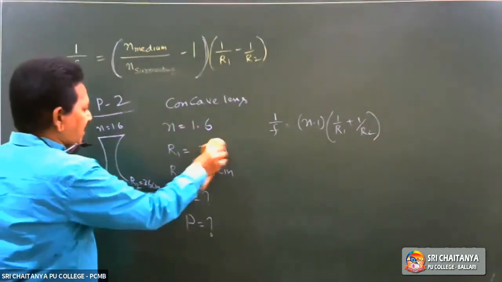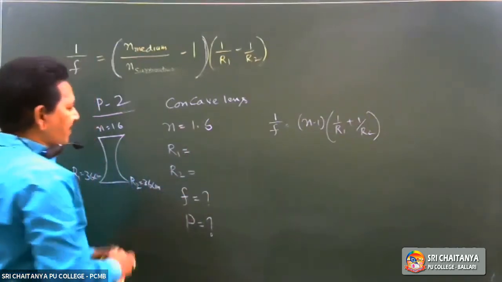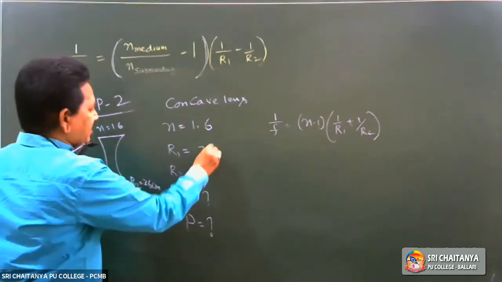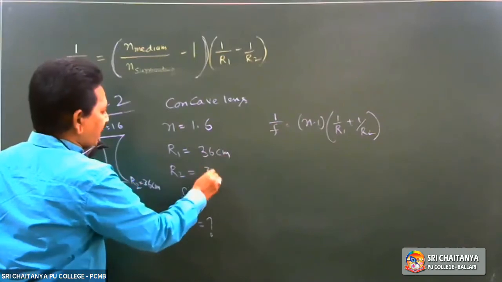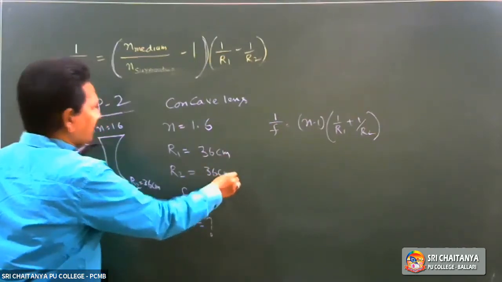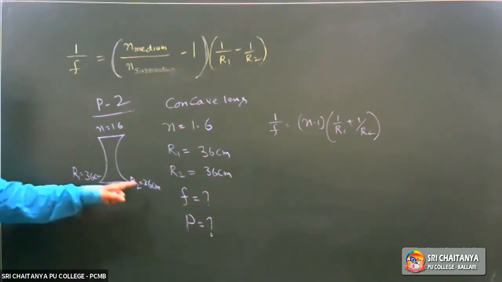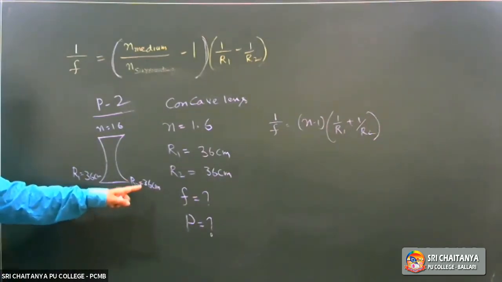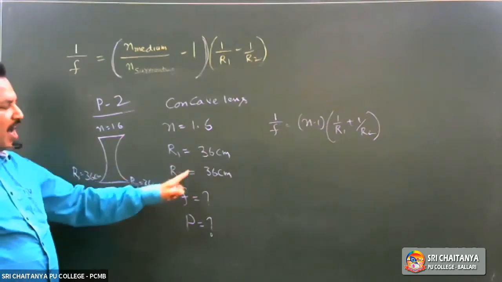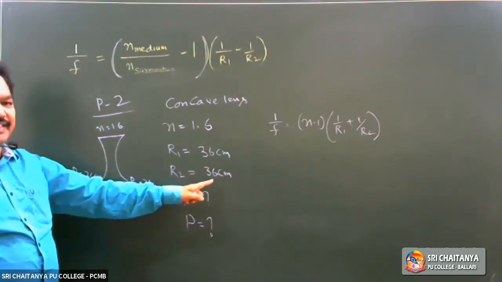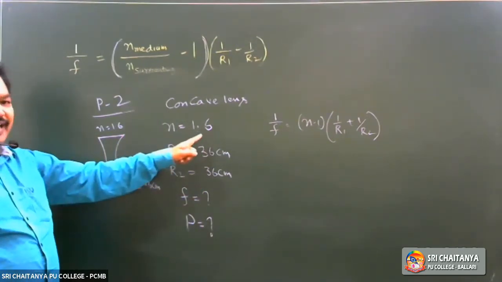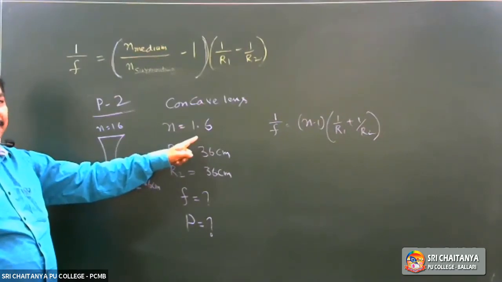What is the radius of curvature of the first surface? 36 centimeters. Radius of curvature of the second surface 36 centimeters. Divergent lens, concave lens, equiconcave lens. R1 36, R2 36 centimeters. N value, refractive index of the material 1.6.